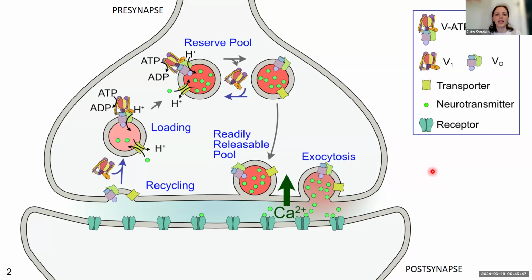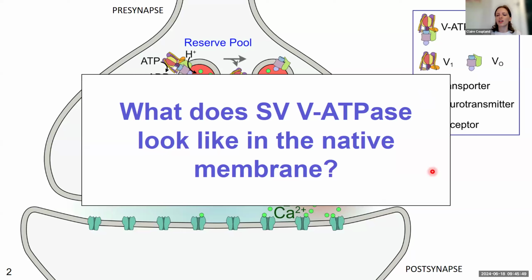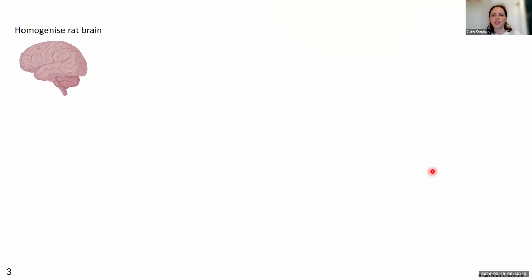Basically, in my postdoc, the question I've been trying to look at is what the V-ATPase looks like within the native synaptic vesicle membrane. While the structure of the V-ATPase has been solved in a number of different environments, we thought it would be really interesting to see within this specific environment whether there are additional conformations or changes that rely on the native membrane. The first step of this was to be able to isolate the V-ATPase.